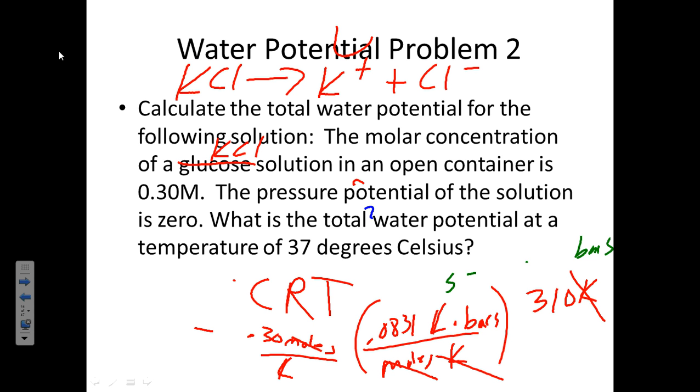What's the ionization constant for that? 2. You count how many charged particles you get. You got 2 charged particles. 1 positive and 1 negative. So i for that is 2. So if we were calculating the solute potential, it would be negative 2 times 0.30 concentration times R times 310. So that's just going to change our answer by a factor of 2. So 2 times 0.3 times 0.0831 times 310. And this time we end up with negative 15.5.